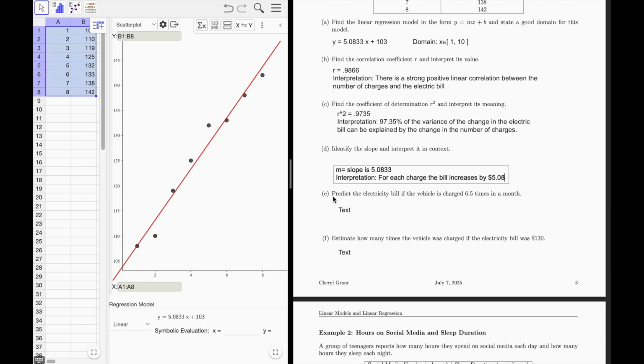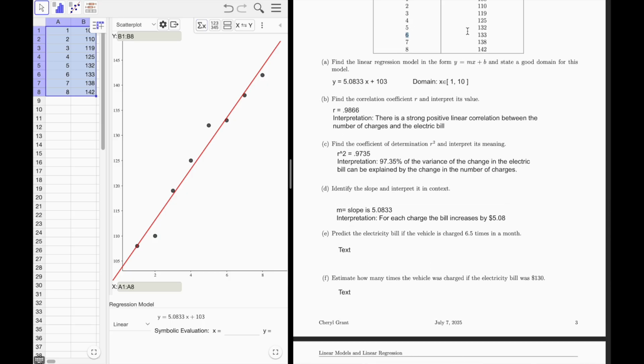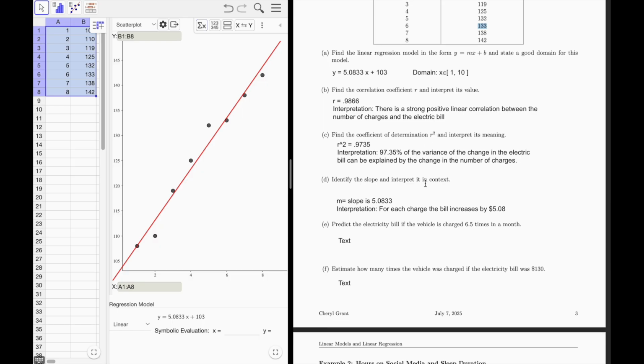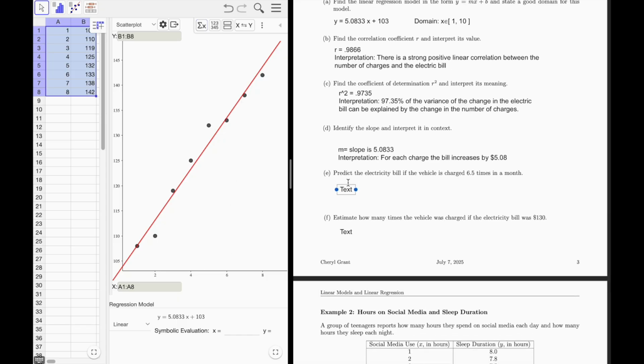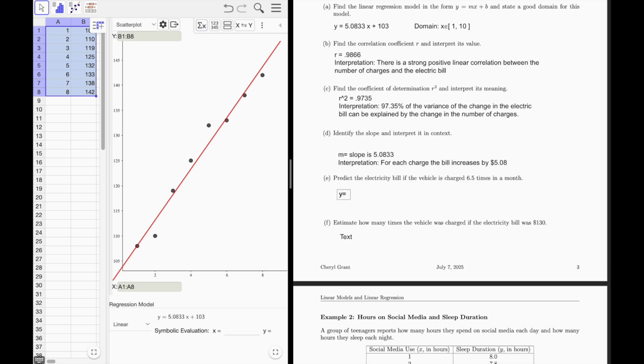All right, now part E says this is where we're going to use our line to make predictions. Part E says predict the electricity bill if the vehicle is charged 6.5 times a month. Now, if you notice, we don't have a data value for 6.5. We have one for 6, right? If we come up here, we have that 6 is 133, but we don't have one for 6.5. So that's why we're using the line, our equation, to estimate what happens between the 2 points. So our equation is y equals 5.0833.